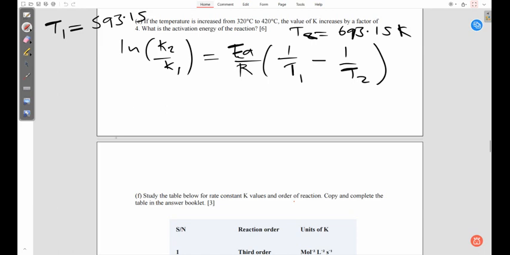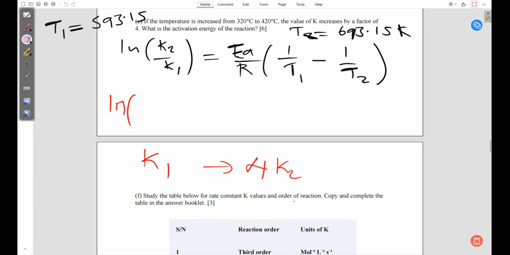So natural log of K2 over K1, these are in the ratio of, in fact we're told the value of K will increase by a factor of 4, so it will be 4 times the first one. That's our K2.